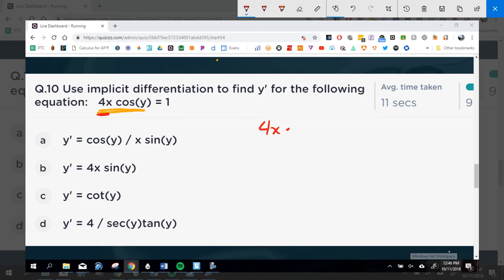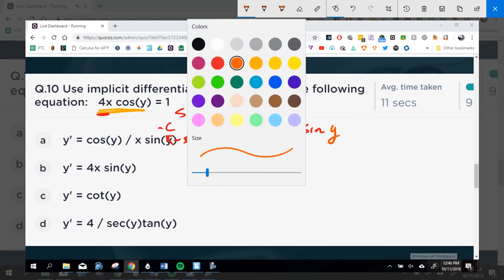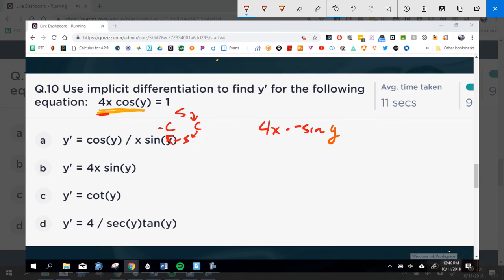This is where you probably made your mistake. Cosine y. Remember our circle of trig. Sine, cosine, negative sine, negative cosine. We're going this way. So if I've got cosine, what's my derivative going to be? Negative sine. Rewrite the baby. The baby is y here. And then I have to multiply by the derivative of y, which is dy dx.